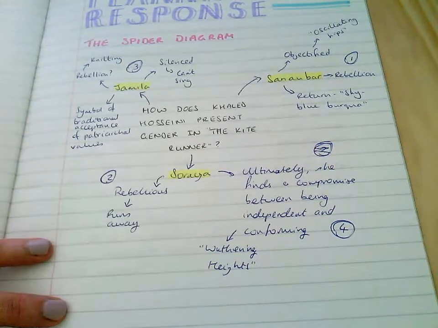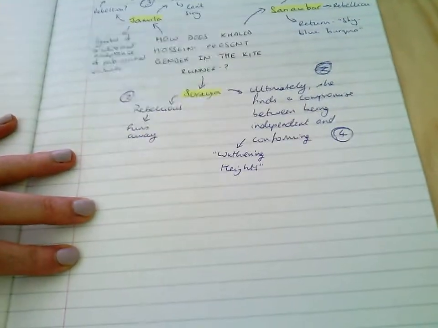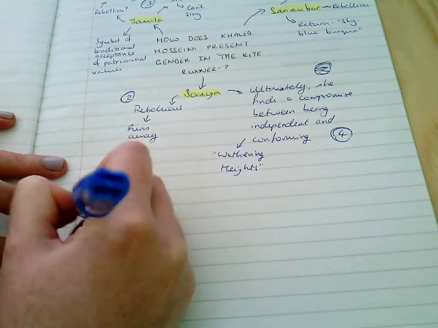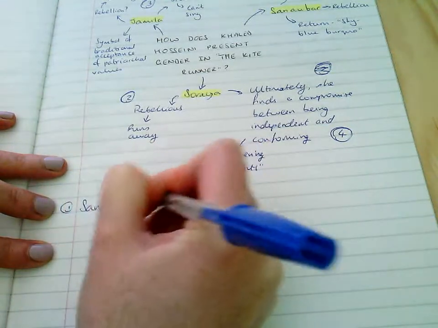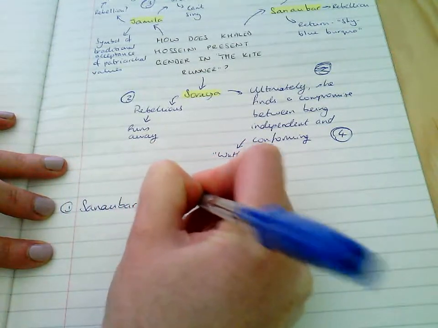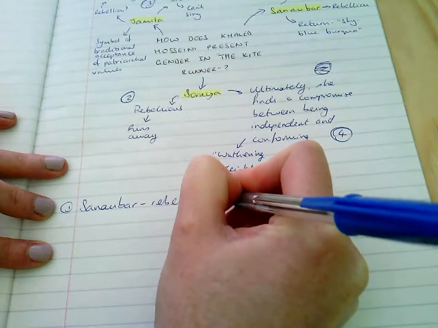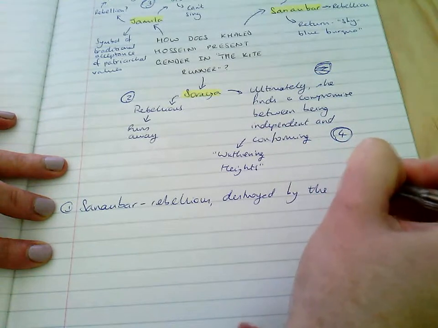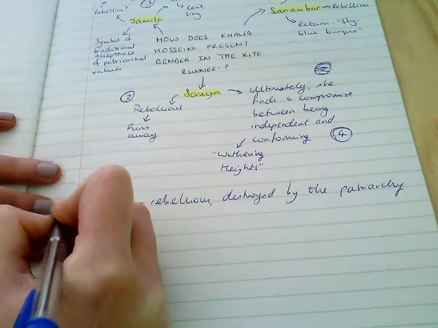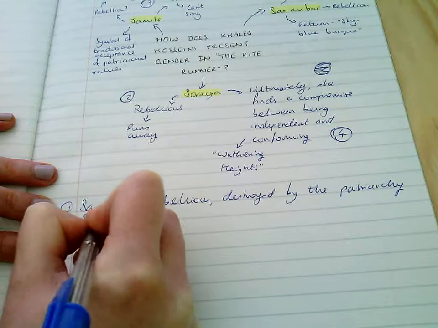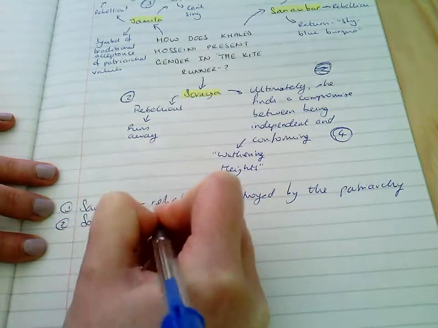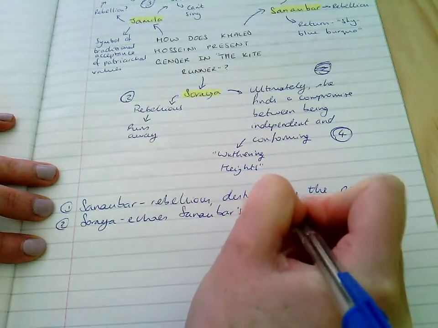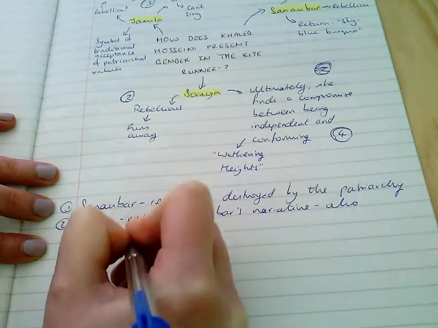So then if you want to make it really clear, you could just jot down the order and start to shape it into an argument. So I'm going to go 1, Sanibar, rebellious, and I'm going to say that she's destroyed by the patriarchy. So pretty bleak idea to start with. Then I'm going to go for 2, Soraya echoes Sanibar's narrative, also destroyed.